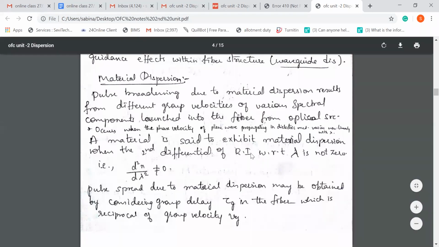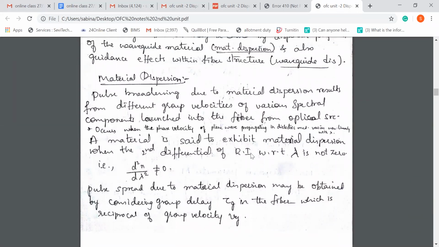You should understand the meaning of phase velocity and group velocity. What is phase velocity? Suppose you have a 5 wavelength signal, lambda 1, lambda 2, lambda 3, lambda 4, lambda 5. Each of these individual wavelengths travels with some velocity, and that is called the phase velocity.